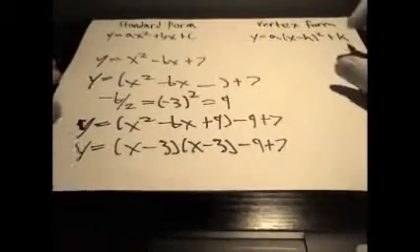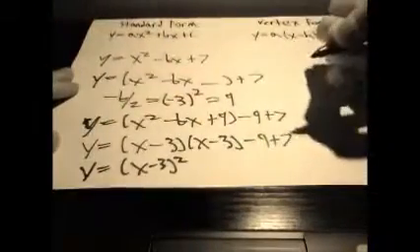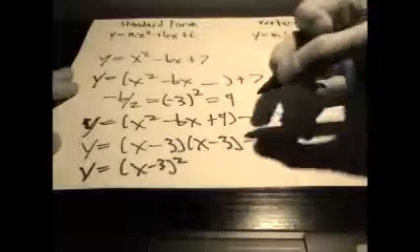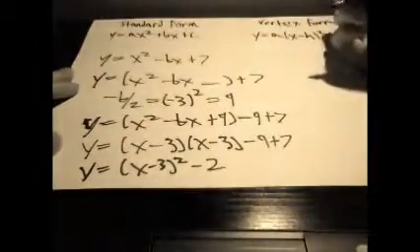Okay, so now all we have to do is finish the equation. So y equals x minus 3 squared. Because we have two binomials that are the same, you can just put a squared symbol next to one of them and it means the same thing. And then negative 9 plus 7 equals negative 2.